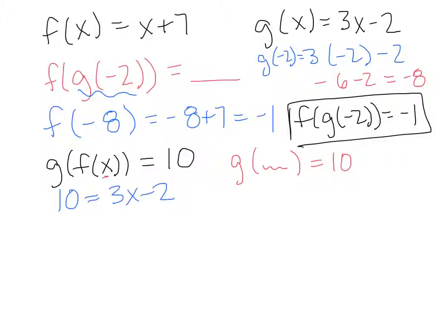Since this is linear, we can go ahead and solve it regularly. Add 2 to both sides. Let's get 12 equals 3x. Divide both sides by 3. You get x equals 4.